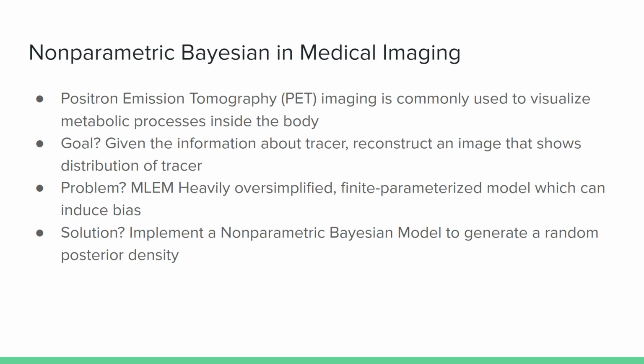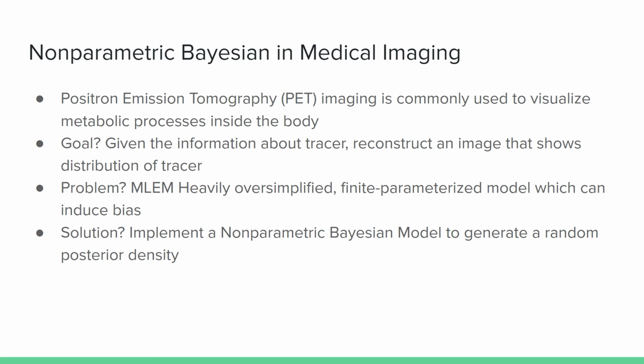Surprisingly enough, nonparametric Bayesian has a place in medical imaging. Positron emission tomography, or PET imaging, uses a radioactive drug called a tracer that reacts or binds to a tissue or organ to visualize a metabolic process within the body. When the tracer reacts or binds to the target, it will undergo a decay process that fires gamma rays in opposing directions. These rays are detected by a scanner, and the resulting information gets processed in a computer to generate an image.